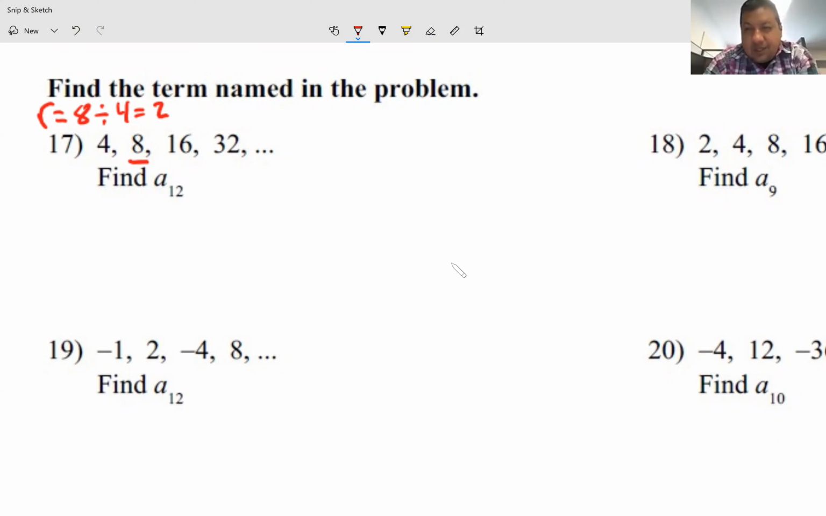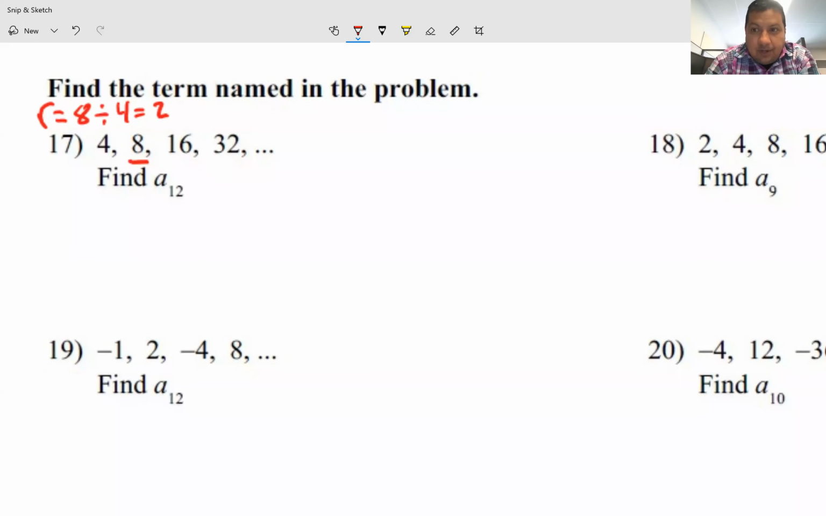Now I can do this the long way, right? I can multiply 32 times 2 to come out with the 5th number, the 6th number, the 7th, the 8th, the 9th, the 10th, all the way to 12. That's the long way. And like I said, it's doable. Not quite the way I want to do this though.